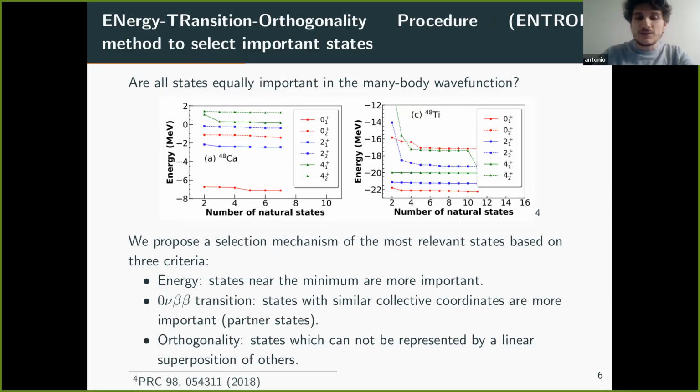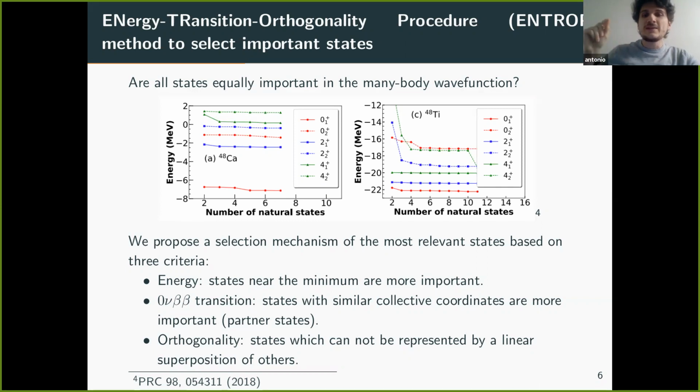And then the last criterion would be based on the orthogonality of these states. We don't want to include a state that can be represented by a linear superposition of the ones that are already selected. This can be seen, for example, in the usual XY plane. Imagine that we have a vector on the y-axis and a vector on the x-axis. These two already serve as a basis for the whole XY space. If you include another one that's, say, diagonal here, this one can be represented by a linear superposition of this one and this one. So this is not adding new information to the system, so it can be discarded without anything happening, really.